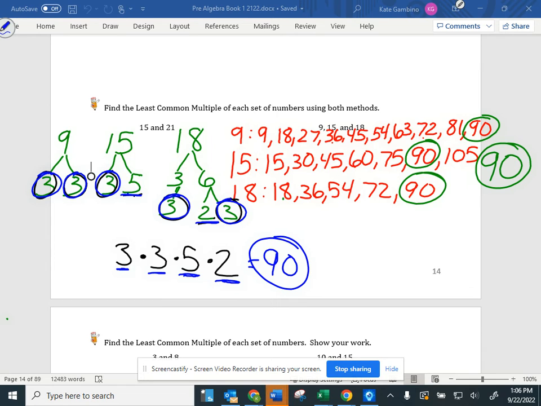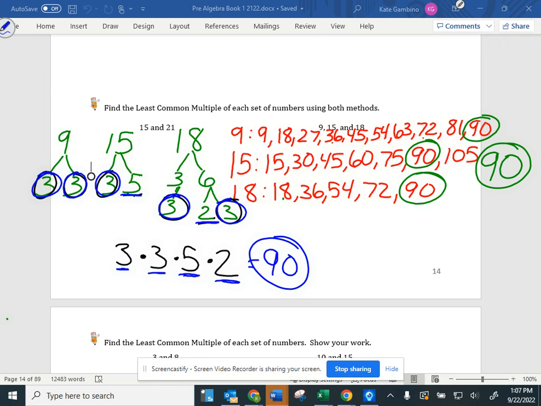To multiply them all together, yes. You can use your calculator to multiply 3 times 3 times 5 times 2, sure. It doesn't say no calculator. Is your calculator going to tell you what the least common multiple is? No. You have to be able to do the math, do the method, and then the multiplying you can use your calculator for. I have no problem with that because you have to understand what least common multiple is in the first place. Calculator won't tell you that.